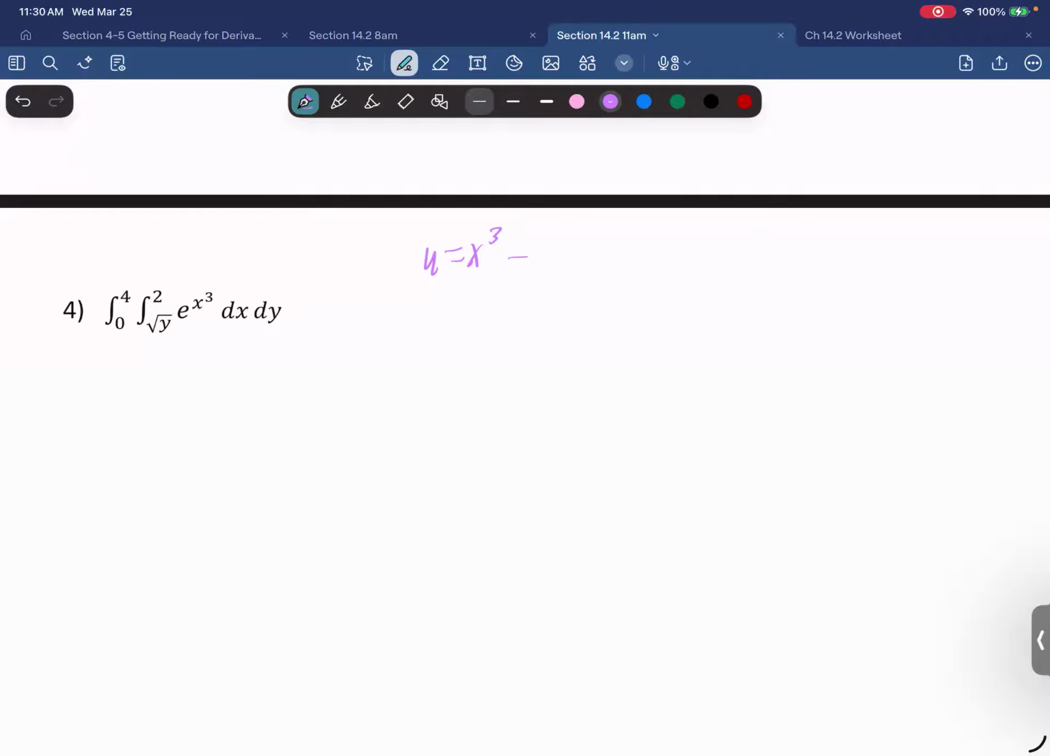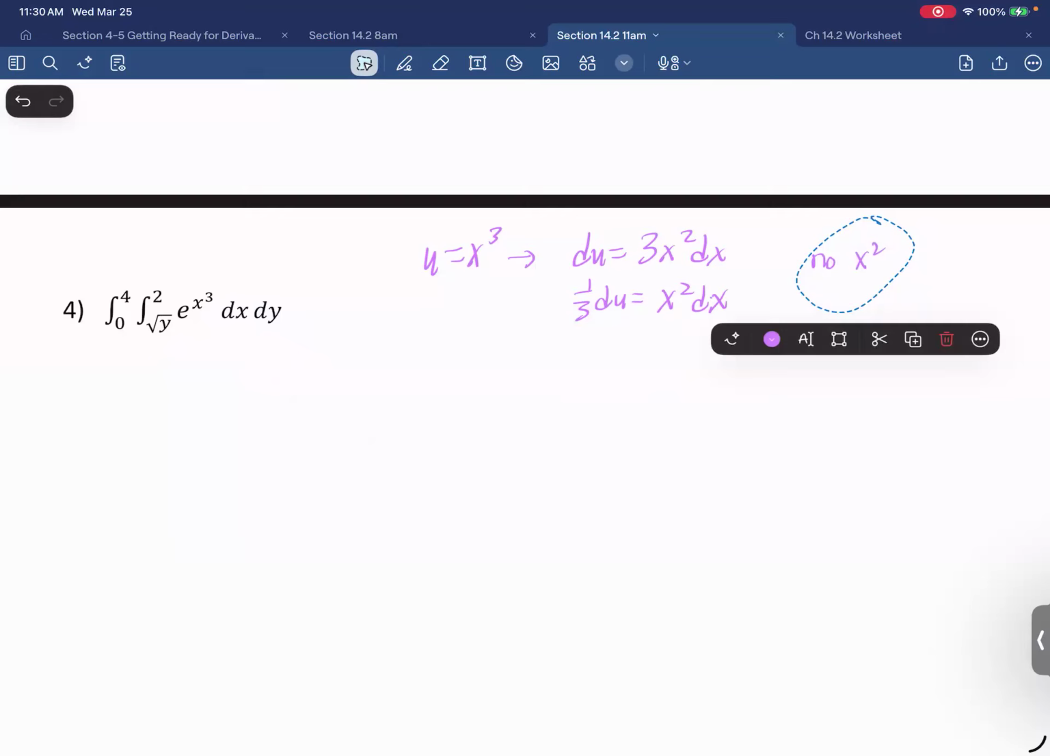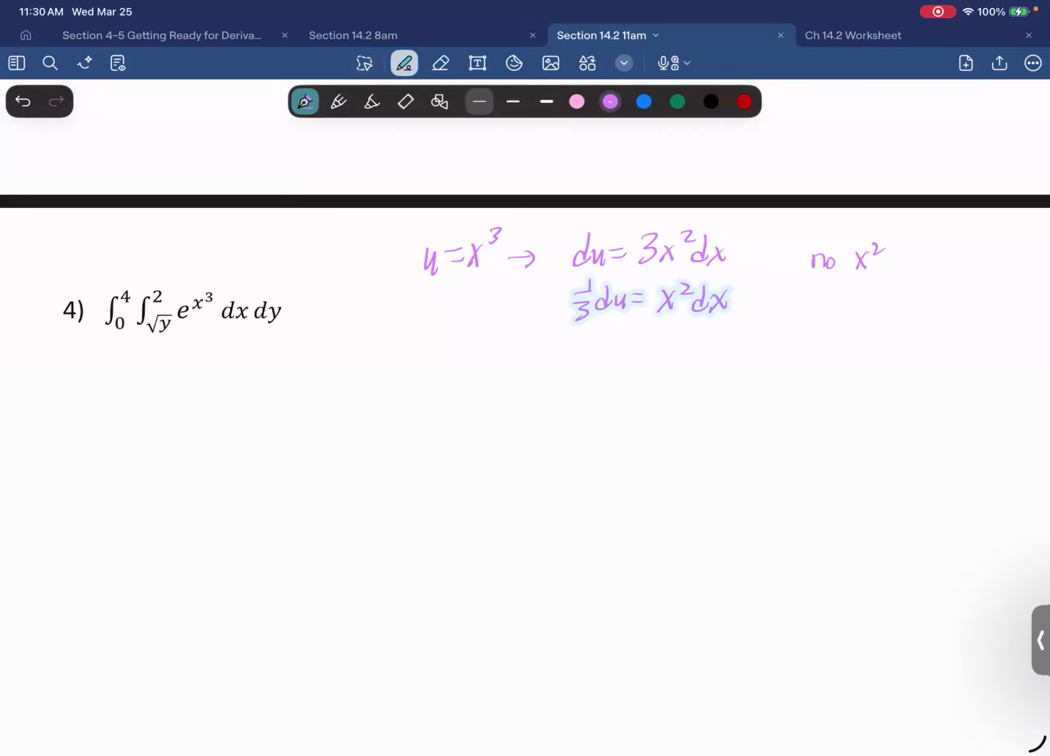Let's try u sub. If I do that, I get du equals 3x squared dx, or 1/3 du equals x squared dx. There's no x squared here, which means u sub may not be helpful right now. So we could try to change stuff over, maybe try integration by parts, something like that. But when you've got a multiple integral, the easiest thing to try is maybe swapping the order of integration first. So let's try swapping the order of integration.